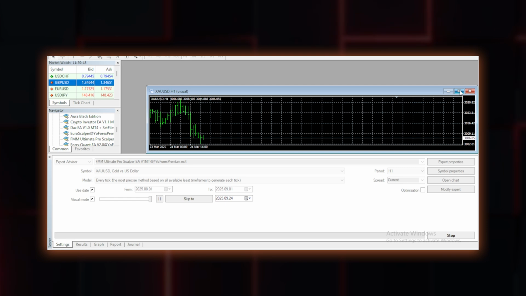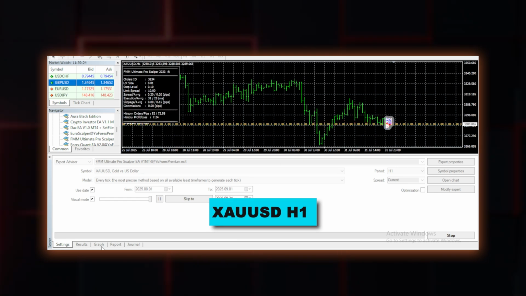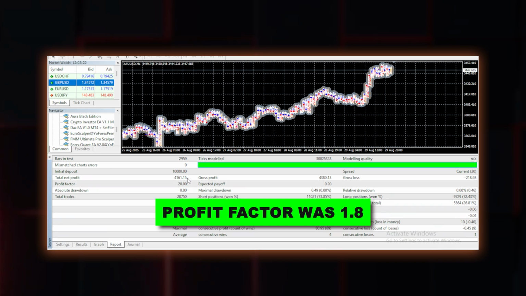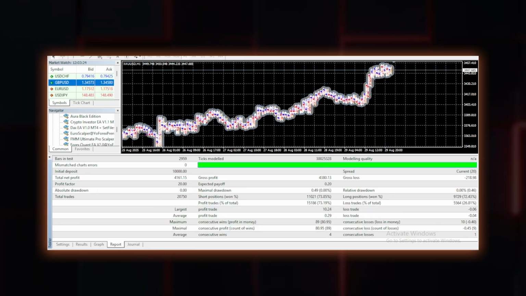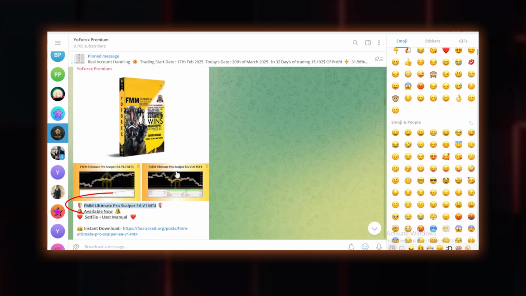testing or live trading. In our backtest on EURUSD using the every tick model, the EA showed steady growth from a $1,000 deposit, achieving a profit factor of 1.8 with minimal drawdown. It executed precise automated trades, adapting smoothly to both trending and ranging markets, proving its strength in short-term moves.